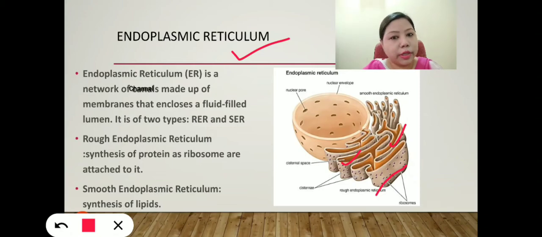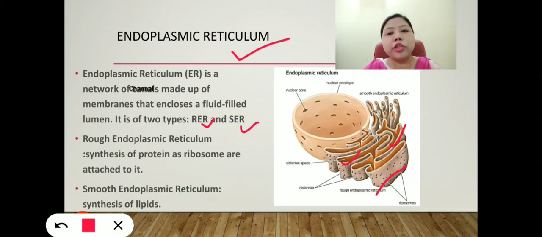The endoplasmic reticulum is of two types: RER, the full form is rough endoplasmic reticulum, and SER, the full form is smooth endoplasmic reticulum. Now why are they called rough and smooth endoplasmic reticulum? Rough because ribosomes are attached to the endoplasmic reticulum. That means when ribosomes are attached, it is called rough endoplasmic reticulum, and when ribosomes are not attached, it is called smooth endoplasmic reticulum.